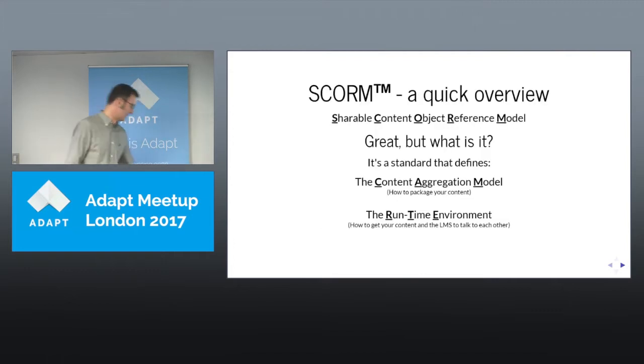So, SCORM, a quick overview. Shareable Content Object Reference Model. And from that you also get a shareable content object, which is the smallest element of e-learning, which we call a SCO. So you'll generally hear the term SCO used quite a lot to represent a chunk of e-learning as far as SCORM is concerned. SCORM is a standard that defines two things: the content aggregation model, or how to package your content up, and the runtime environment, or how to get your content and the LMS to talk to each other.